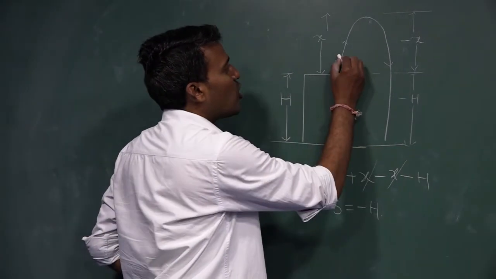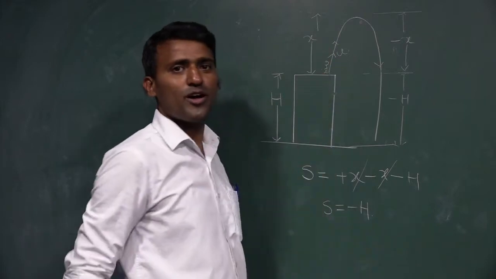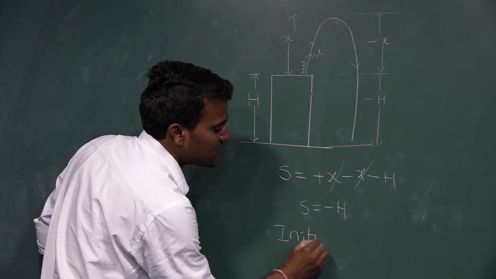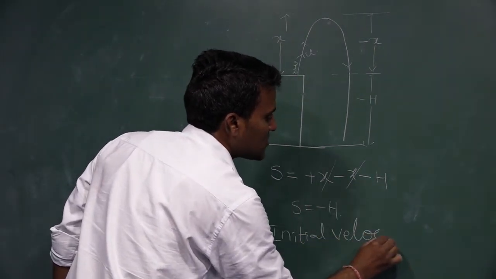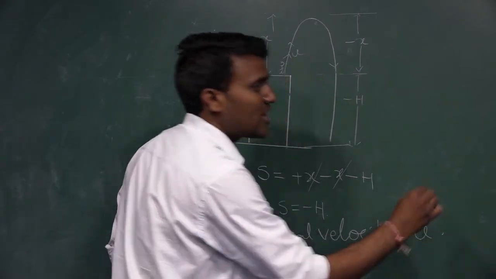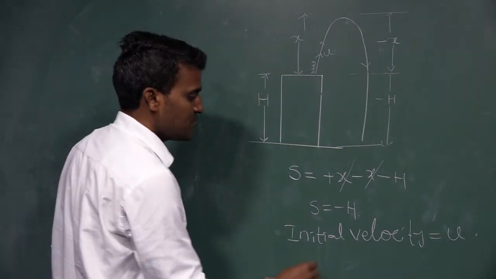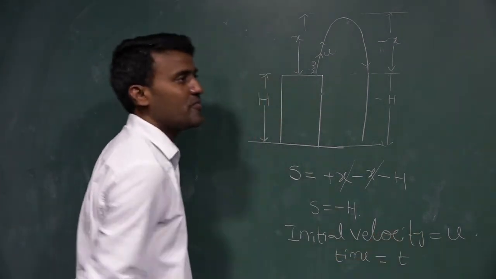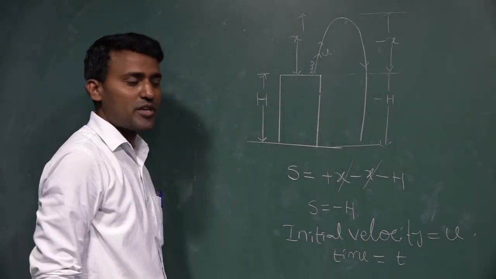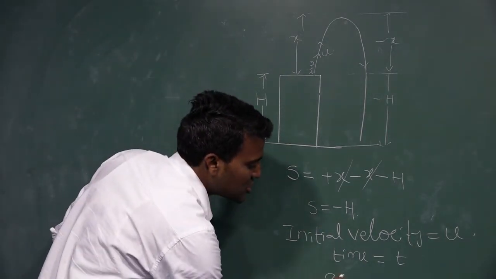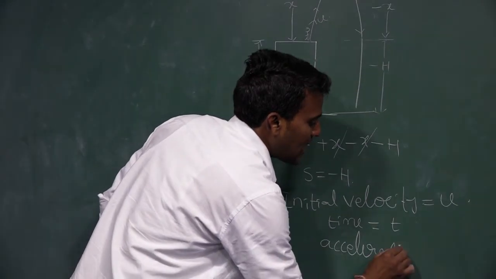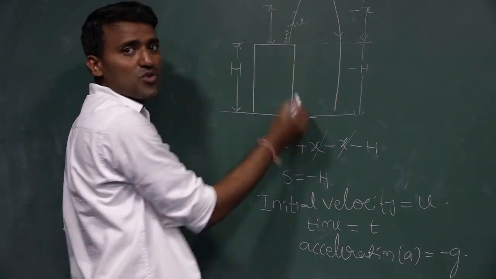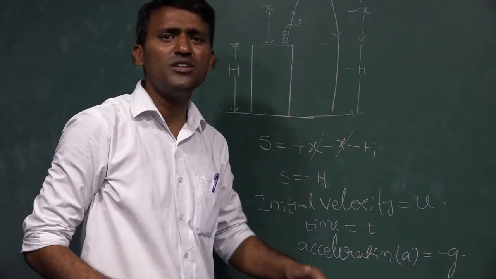Now, the object is projected with a velocity u, so the initial velocity we write as u, isn't it? Now, initial velocity is u. Time interval: time is equal to t, the time taken to reach from here to here. And acceleration a is equal to minus g. See here, the object is going upward, so we have to write minus g. If it is coming downward, plus g.